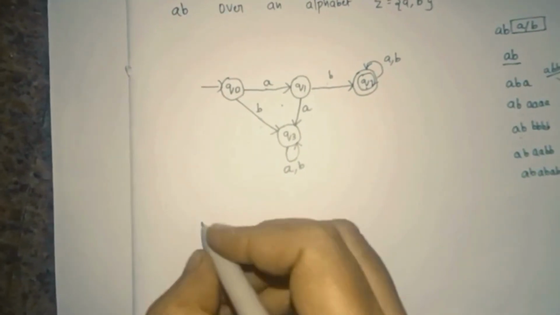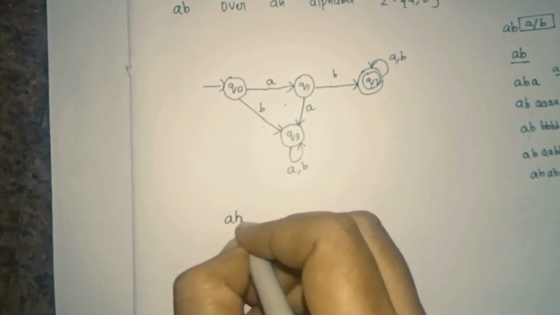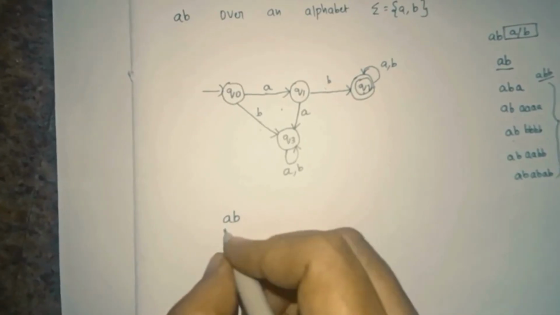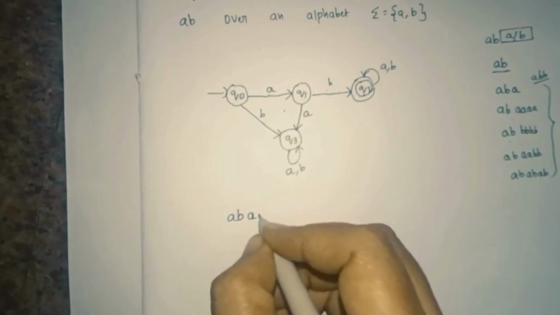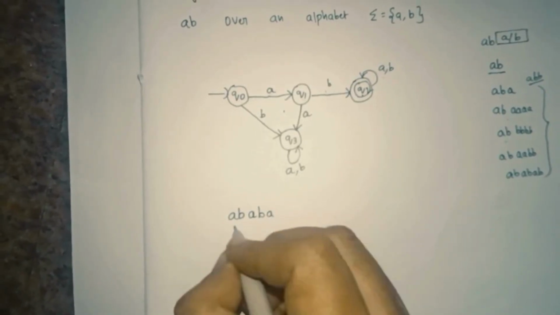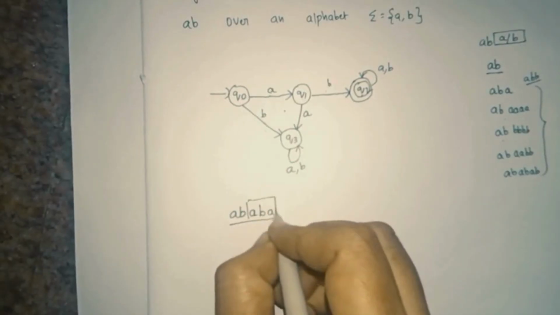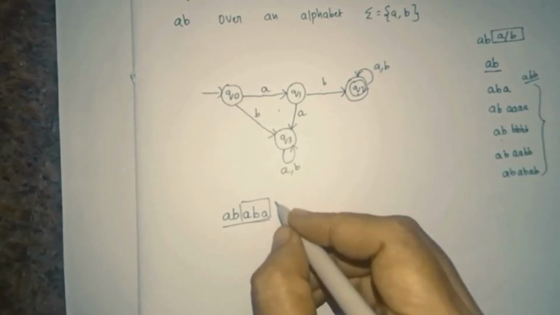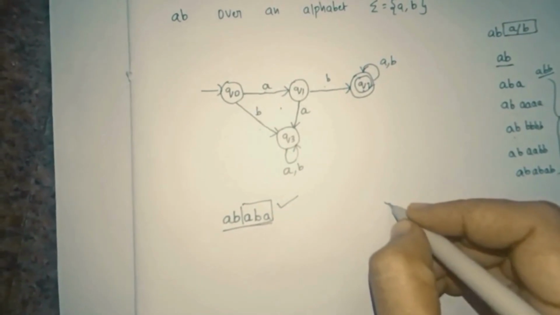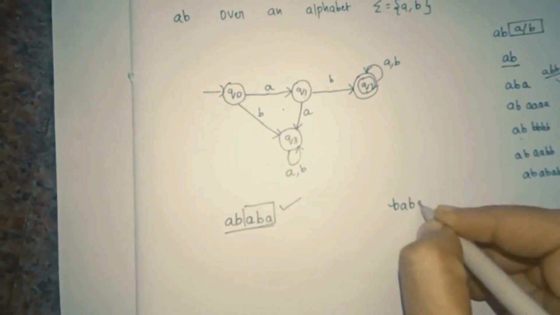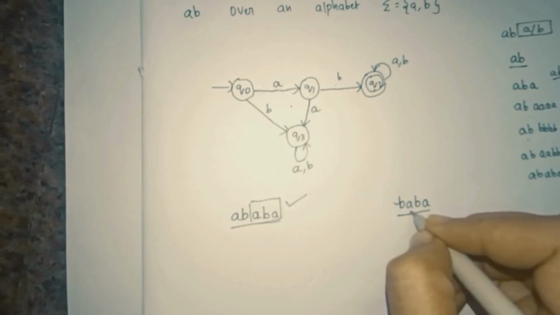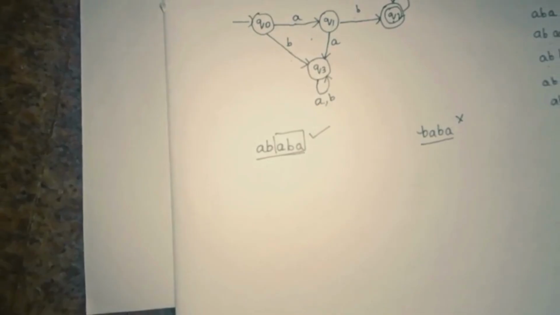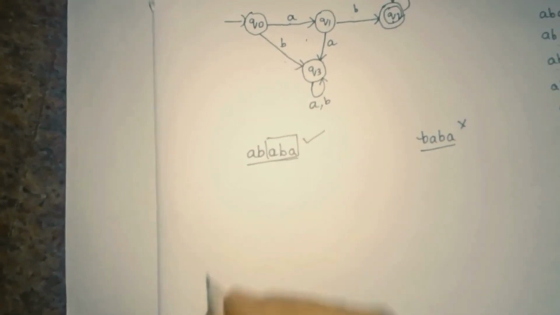We will consider two examples. One is a string which is accepted by this finite automata. That is AB followed by any number of A's and B's, which means I will take ABA. The starting symbol should be AB, so this string should be accepted. We will take another string like BA. This string is not starting with AB, hence this should be rejected. So we will consider these two examples and try to make transitions over these input symbols.